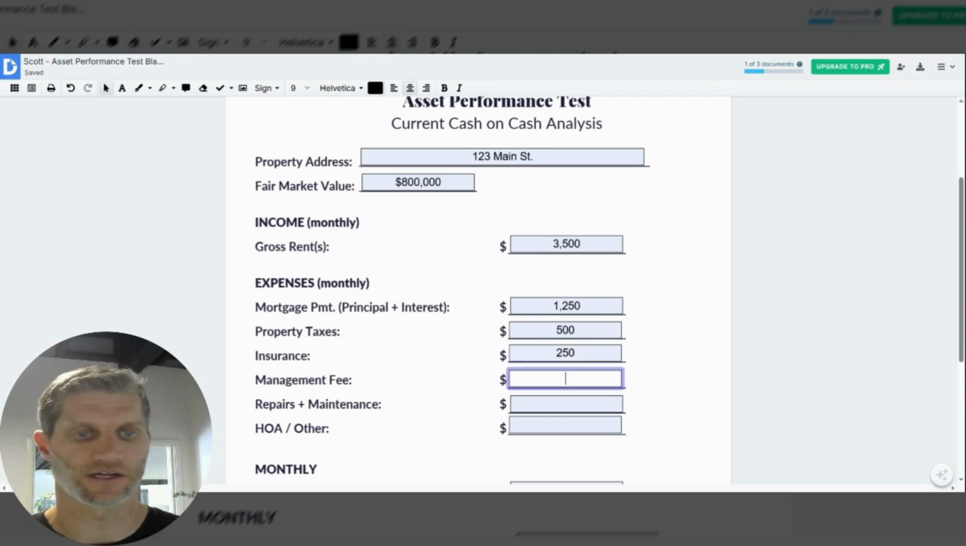Let's go ahead and drop it down. Let's say it's going to be $300 a month management fee, and we're setting aside $150 a month for any repairs or maintenance. Property's in decent shape, but still always a good idea to set money aside for any capital expenditures that come about. And then from an HOA or other perspective, let's assume we've got $100 in expenses for landscaping or something of that sort.